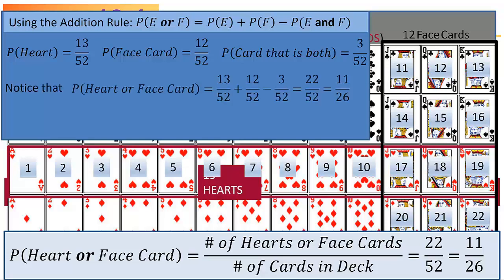And if you plug into the addition rule formula, you'll notice that the probability of getting a heart is 13/52, plus the probability of getting a face card is 12/52, minus the probability that you get a card that's a face card and a heart. That's 3/52, and that's 13 plus 12 minus 3 is 22, so you get 22 over 52, which is 11/26, which is exactly the answer we got earlier by doing it without using the addition rule. So this is just another example of where the addition rule works, but you could really do it without it.